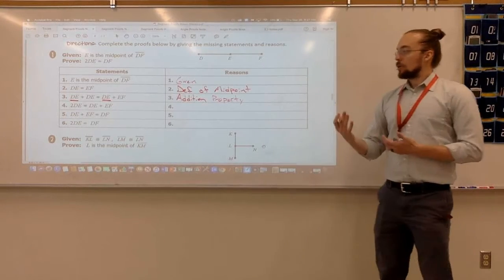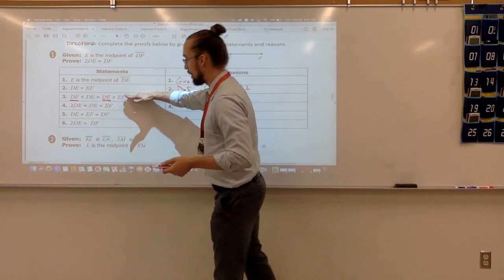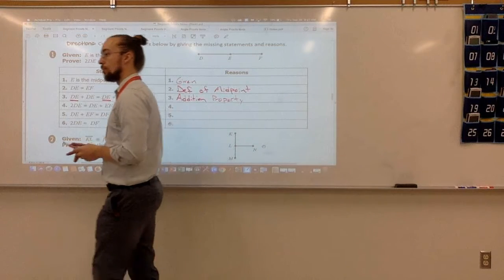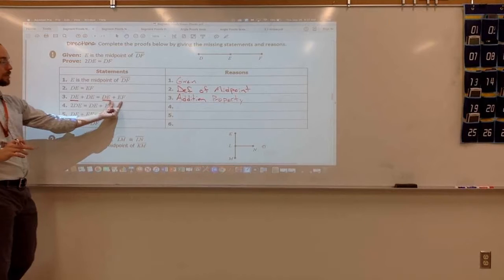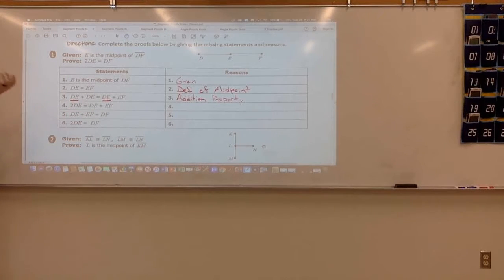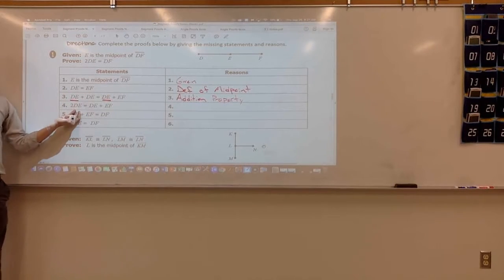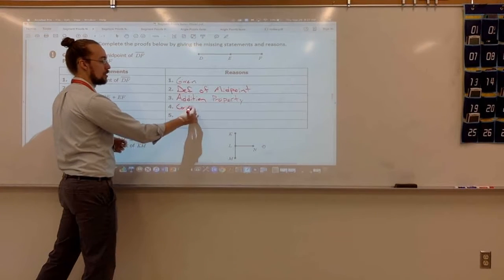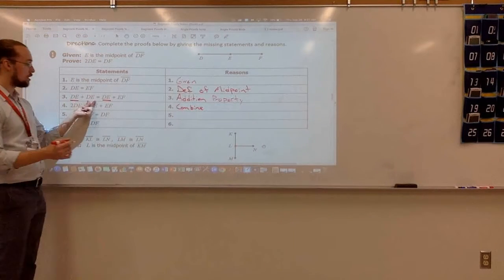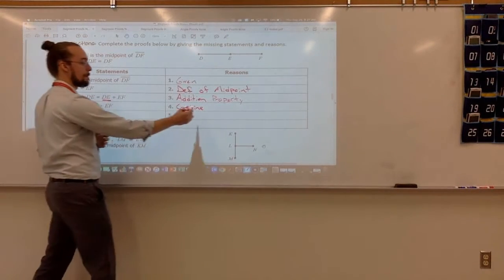Now, again, we're looking at what changed from line 3 to line 4. What's the difference between these two equations? We have DE plus DE equals DE plus EF, and now we have 2DE equals DE plus EF. Exactly, we just combined these and said that was 2DE. So we can just say that's combined like terms. The DE and the DE are like terms, so we're just combining them together.